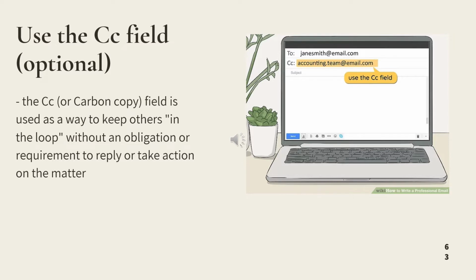Next we have, use the CC field. So, optional. The CC field is used as a way to keep others in the loop without an obligation or requirement to reply or take action on the matter. So when CCing multiple associates, each recipient will have access to the list of emails CC'd.